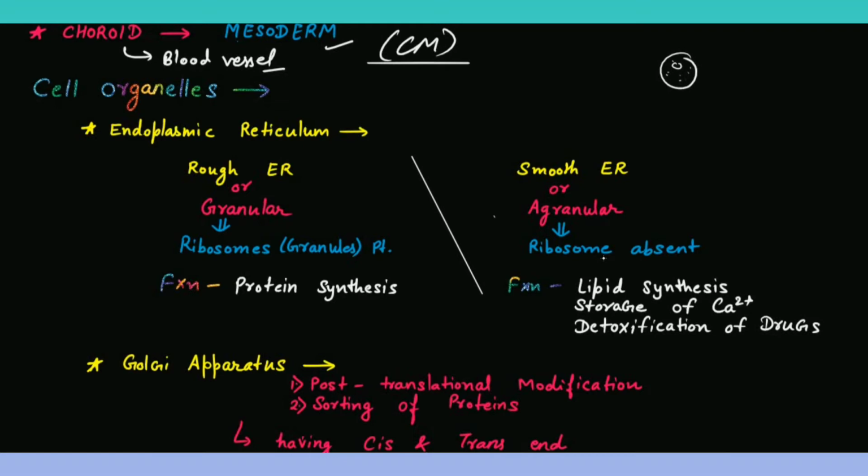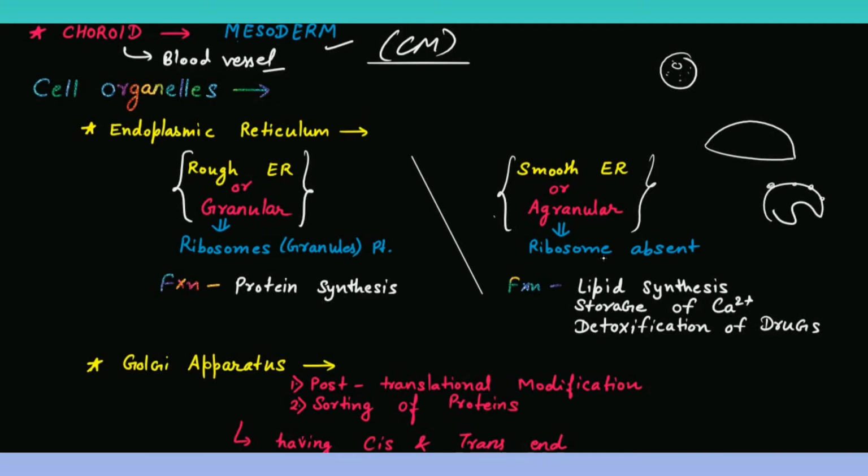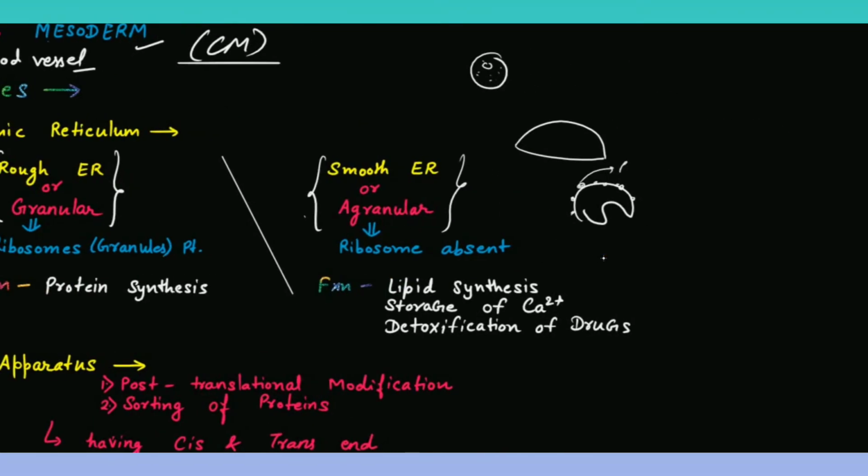Endoplasmic reticulum has two types: rough endoplasmic reticulum and smooth endoplasmic reticulum. Rough means it has granules. If this is the endoplasmic reticulum and it has granules here, these granules are the ribosomes.